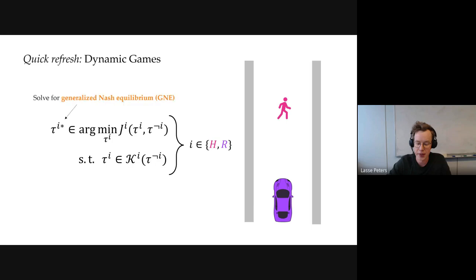And so when we find a trajectory in the arg minimizers of each of these optimization problems, which are solved in this coupled way, then we end up with a generalized Nash equilibrium, which intuitively means that at a generalized Nash equilibrium, no player has a unilateral incentive to deviate to another feasible trajectory.